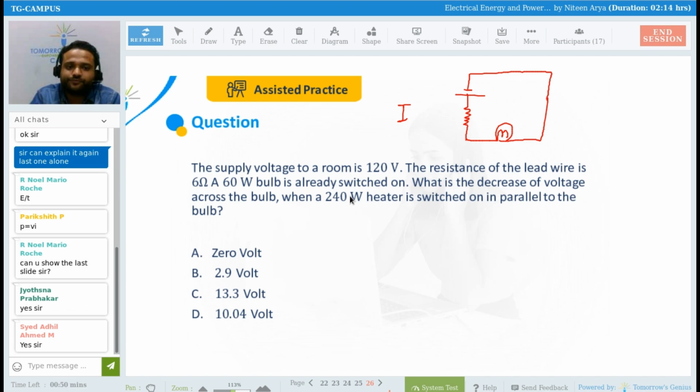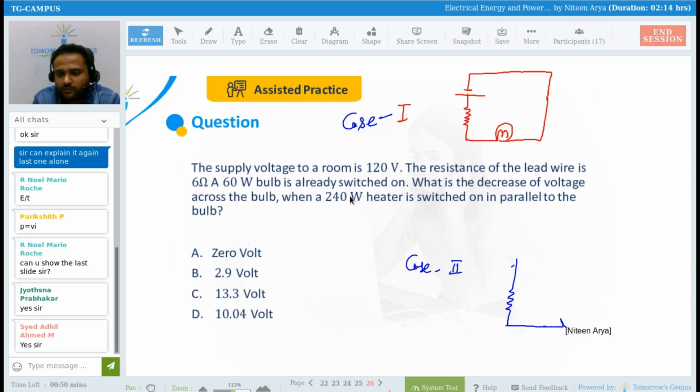In the second case, the same thing is going to be, but now you have this bulb. P equals V square by R, and then V1 and V2. Is it correct? Yes, it is. Then this 240-watt heater is connected in parallel in this way.